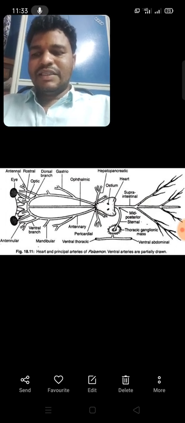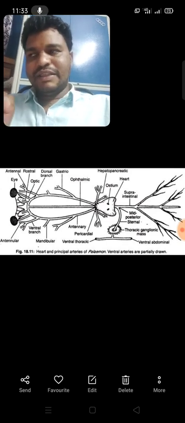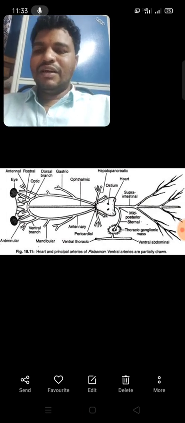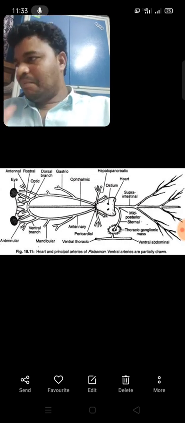The blood vascular system comprises the following parts. First is the blood, second is the pericardium, third is the heart, fourth is the arteries, fifth is the blood sinuses, and sixth is the blood vessels.